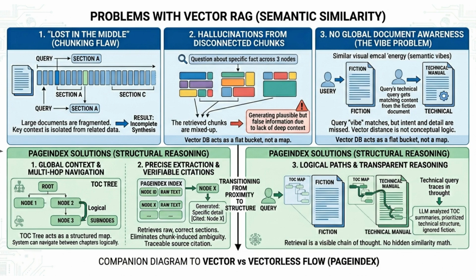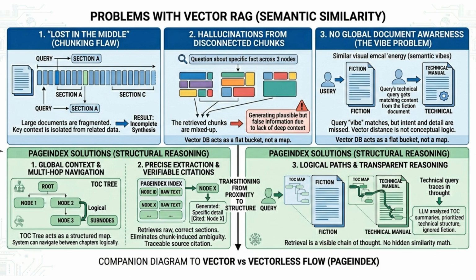PageIndex restores context by building a hierarchical TOC, table of contents tree. The structure seen here, root, nodes, subnodes. This structure acts as a true map. Because this hierarchy is preserved, the system can perform logical multi-hop navigation. If a user query requires context from node 1 and node 3 together, the AI sees that a logical link exists and can navigate between them conceptually, solving the fragment isolation issue.